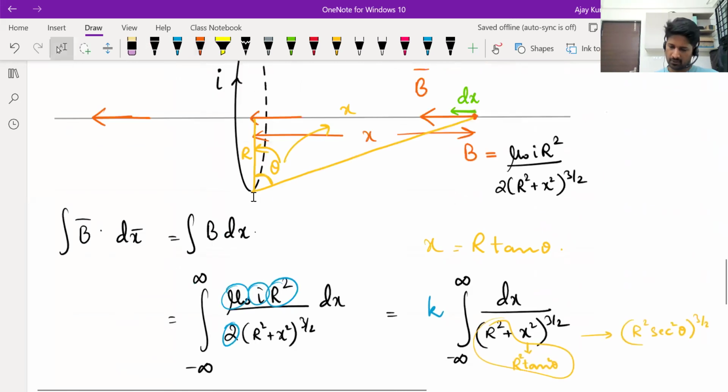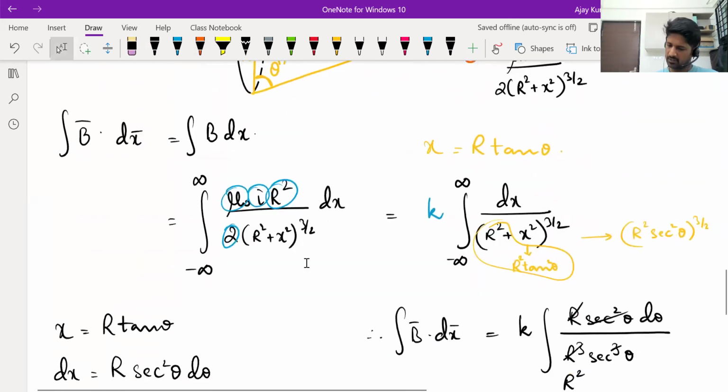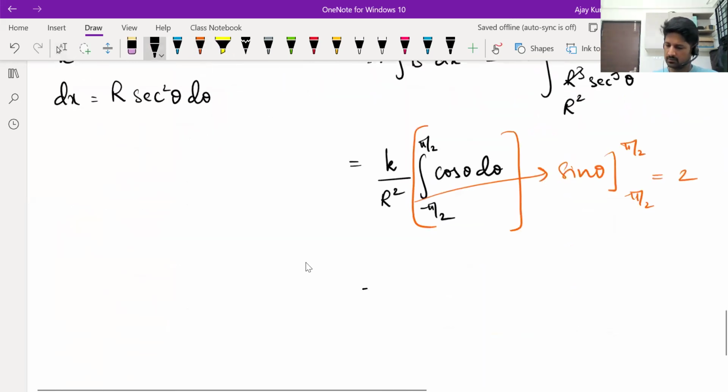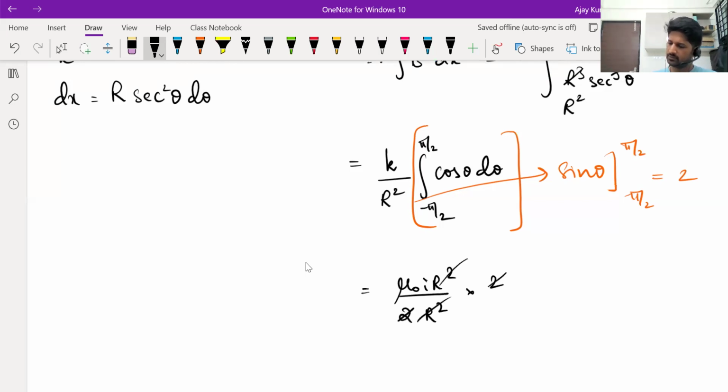And k by r square. What was k? Mu naught I r square by 2. So this becomes mu naught I r square by 2 by r square into 2. Integral became 2. So the answer is mu naught I.